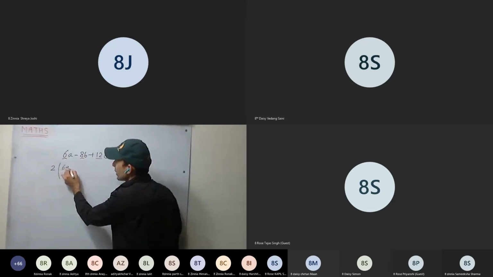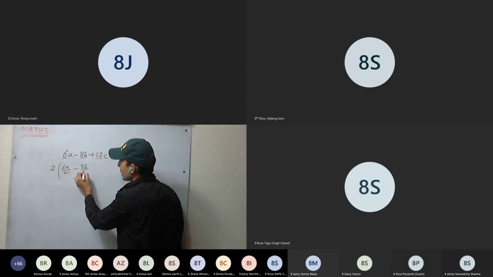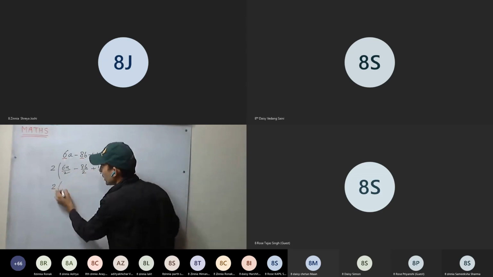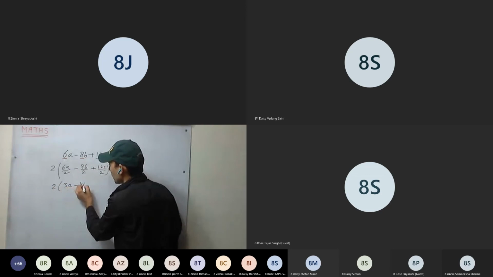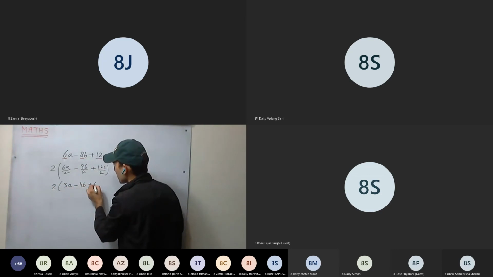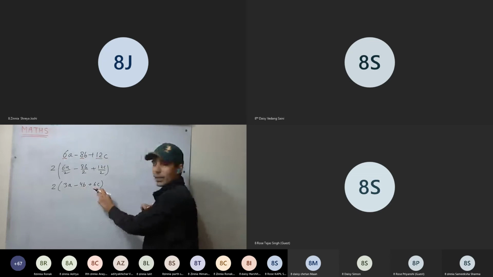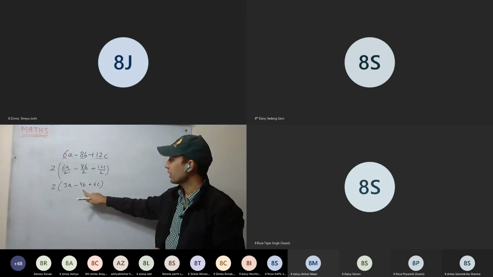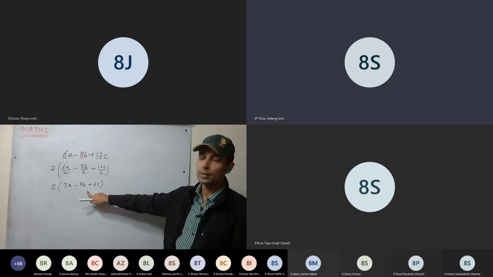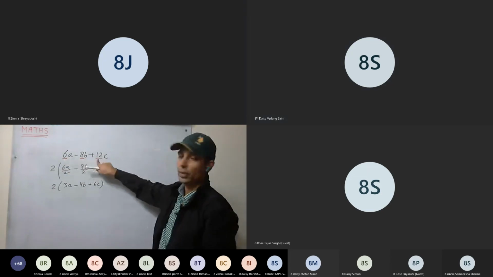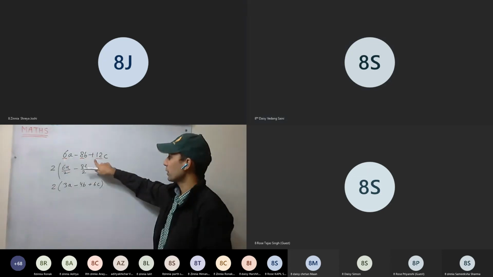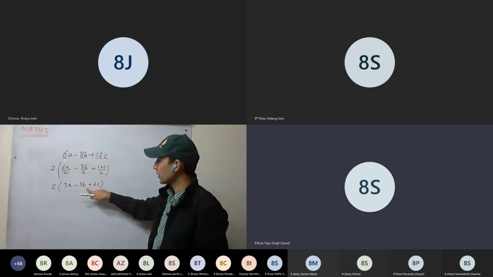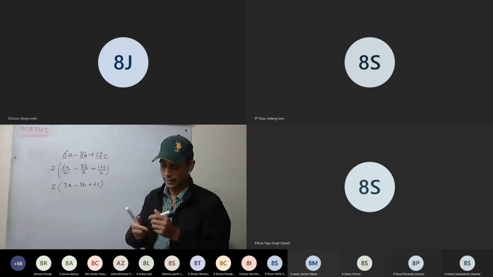Now 6a divided by 2 minus 8b divided by 2 plus 12c divided by 2. So it will be 3a minus 4b plus 6c. Any further common factor do we have? No. So we stop here. Is this clear now? Find the highest common factor of 6, 8, and 12. That is 2 only. Okay. Now we can check as well. Is there any further common factor? No. So we'll stop here.